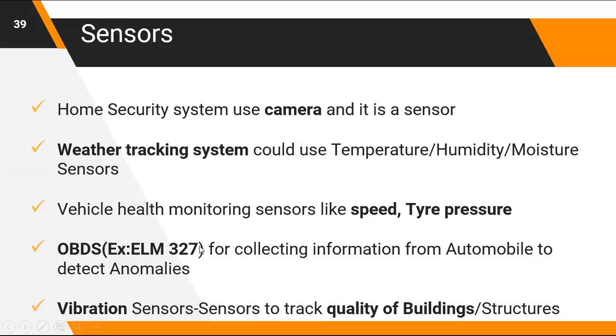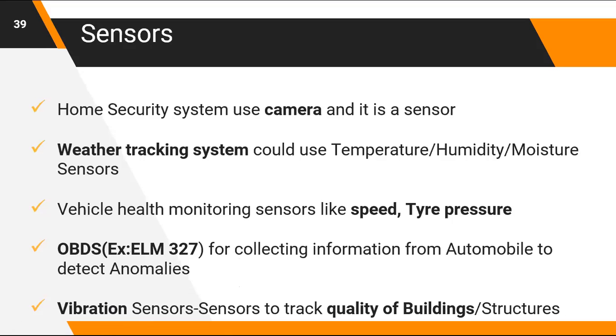When you want to test your vehicle, we'll be using sensors like speed sensor and tire pressure sensors. One example is ELM 327, which gives various information from your automobiles. Next, for analyzing the data from your buildings, you can use vibration sensors. There are various vibration sensors available in the market. I'll let you know one by one, and I'll give you an example also.